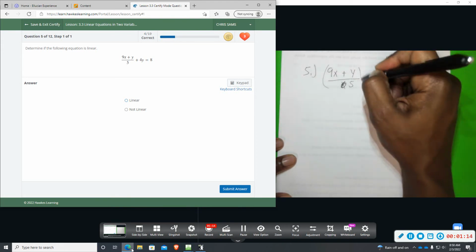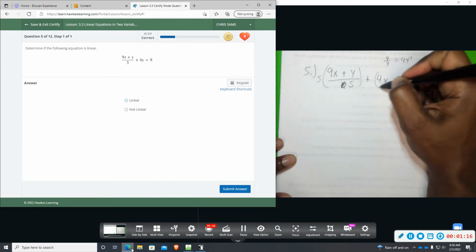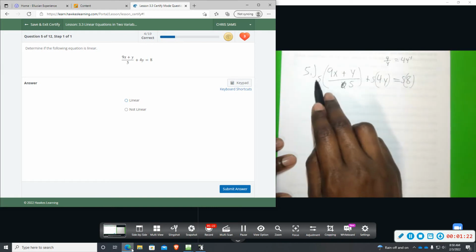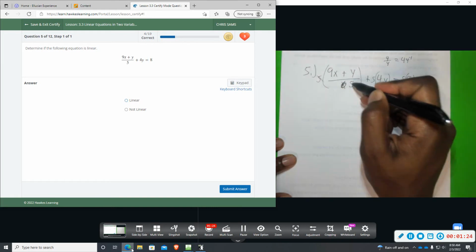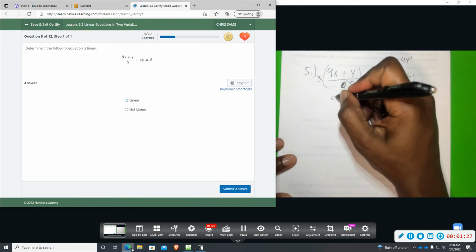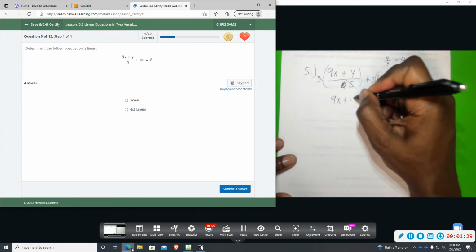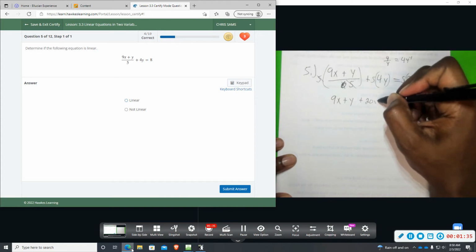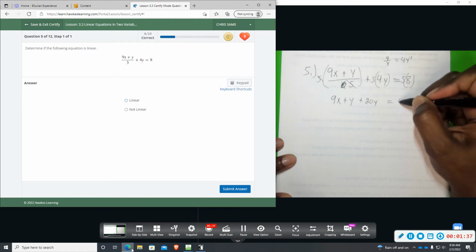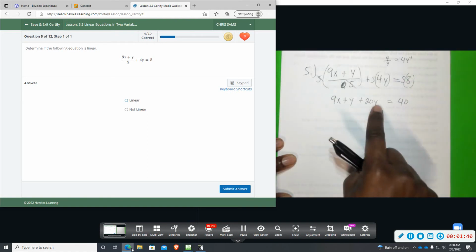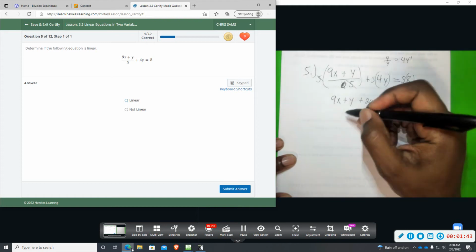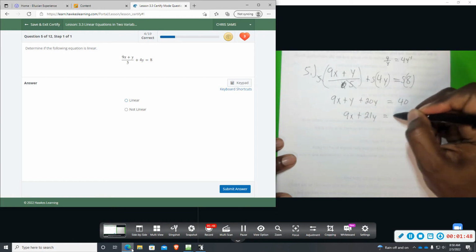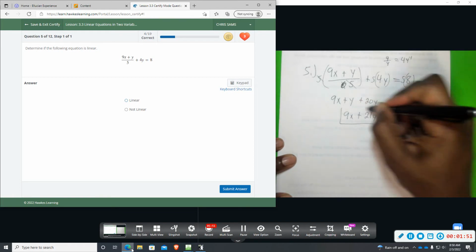So I'm going to multiply by 5 just to show simplifying. Multiply by 5, and then multiply by 5. The 5 will cancel out division by 5, so that gets rid of that term and leaves us with 9x plus y. Then 5 times the 4y gives you 20y. And over here, 5 times 8 gives us 40. Now we can add these two together, and that gives us 9x plus 21y equals 40. And there you go, that's our standard form.